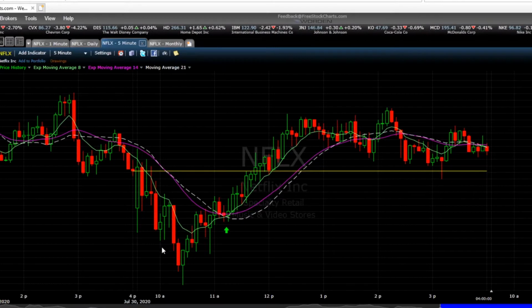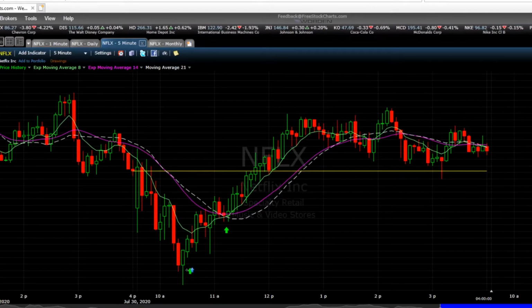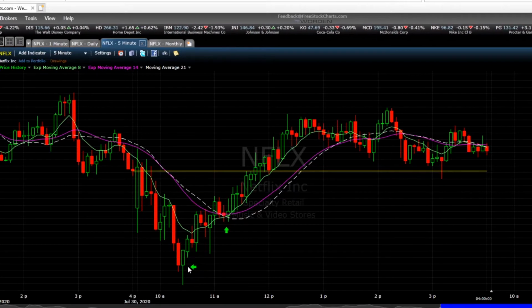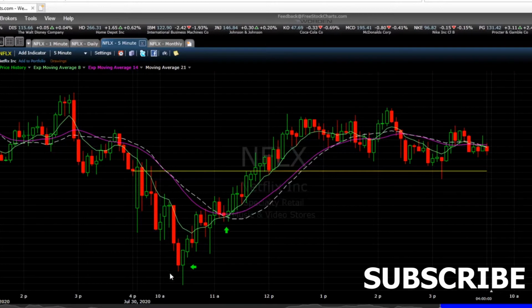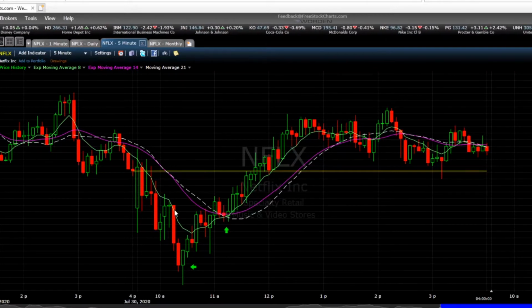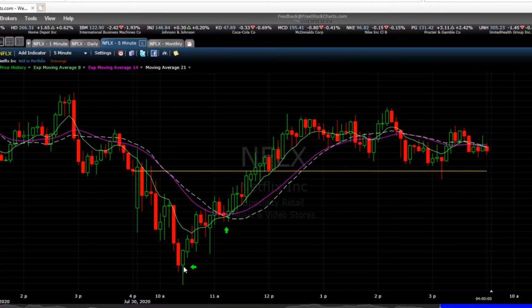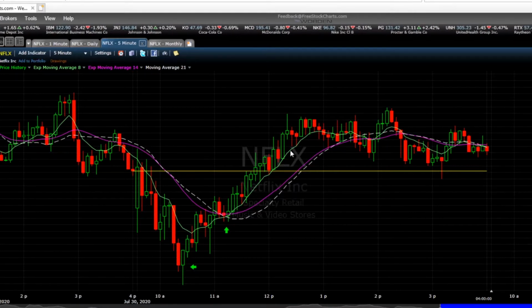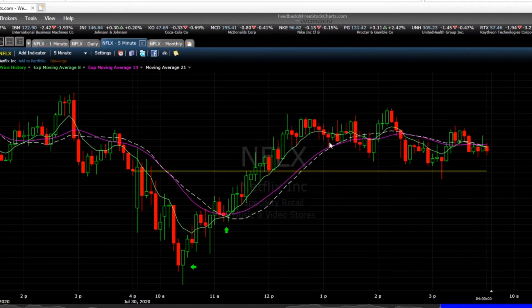The problem is the entry for this was actually right here. Do you see this? This is where you should have got in, because you see the reversal here. This candle signifies a reversal. And then boom, you're going. Well, you're starting to get into the red water here. You've got a series of red candles, and this is the 5-minute.